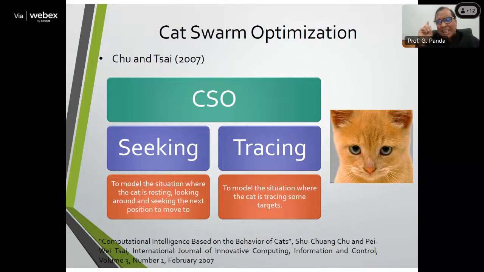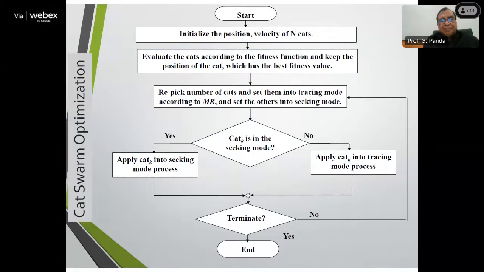One thing, in case of PSO, the birds' behavior, they have only tracing mode, they do not have seeking mode. So combining seeking and tracing modes improves the optimization performance of CSO compared to PSO. This was reported in 2007. Remind me tomorrow, after ant colony optimization, I'll teach you cat swarm optimization.